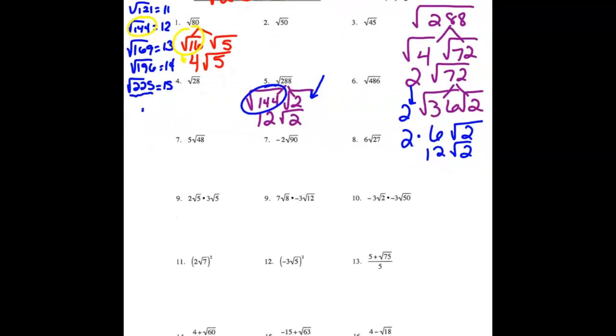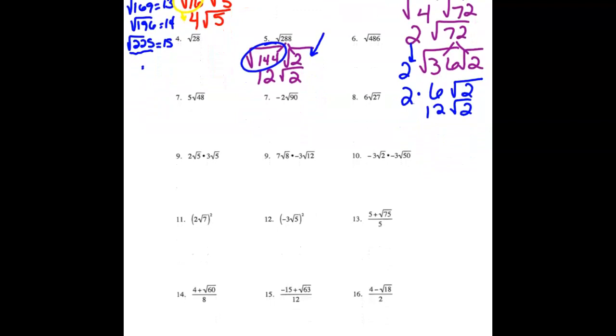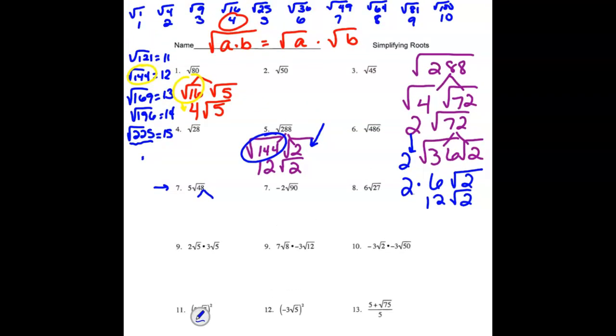All right. Let's look at this one, number 7 here: 5 times the square root of 48. Now this one has a number that's not inside a root in front. We still have a square root of a number that can be broken down. We need a perfect square that goes into 48. So again, if we look at our numbers, 49 is perfect.